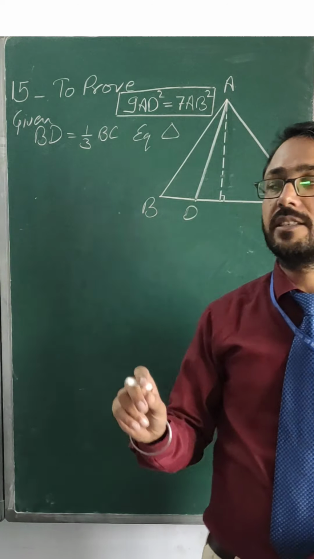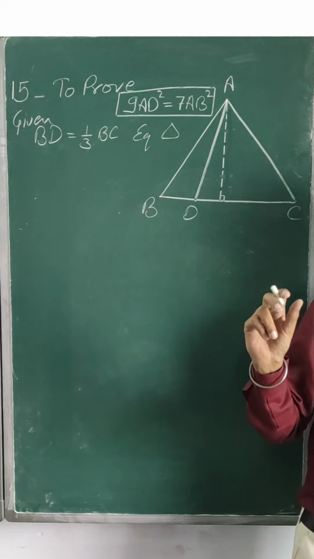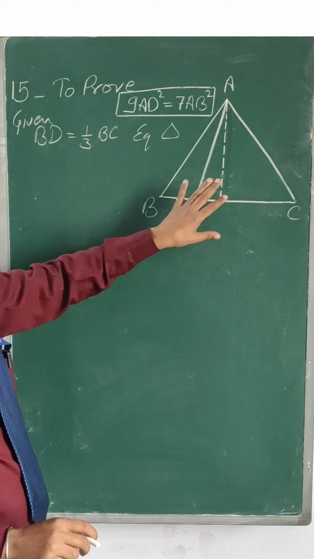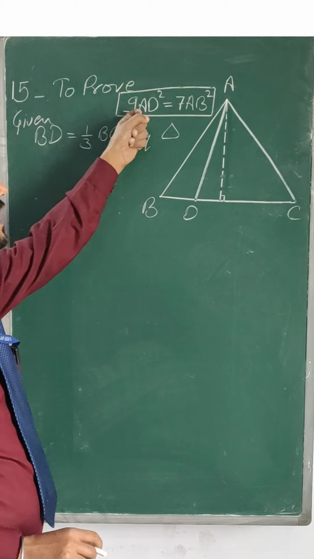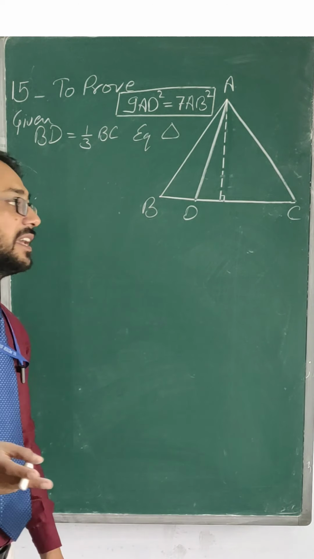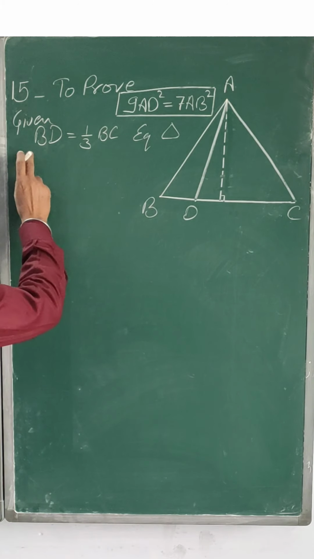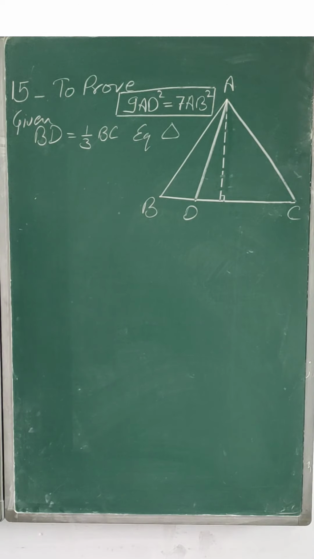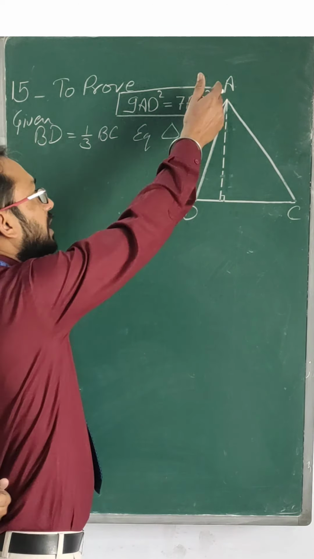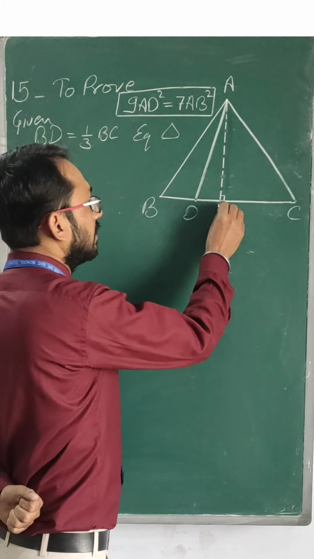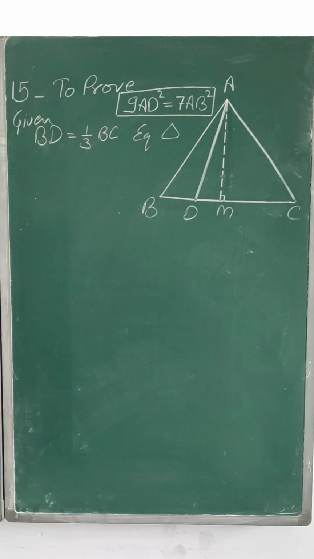Yes, hello dear students. We are going to prove that in a given equilateral triangle, 7AD square equals 9AB square, where it is given to us BD is equal to 1/3 of BC. We have made a perpendicular AM.